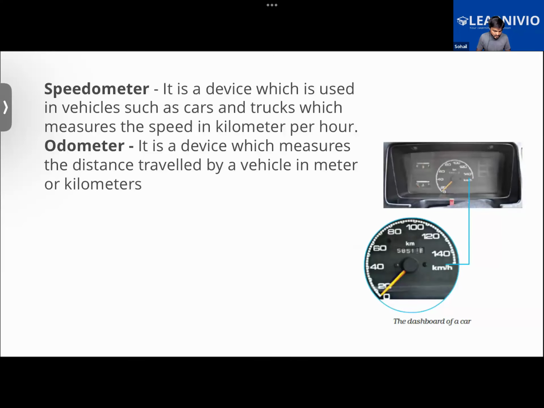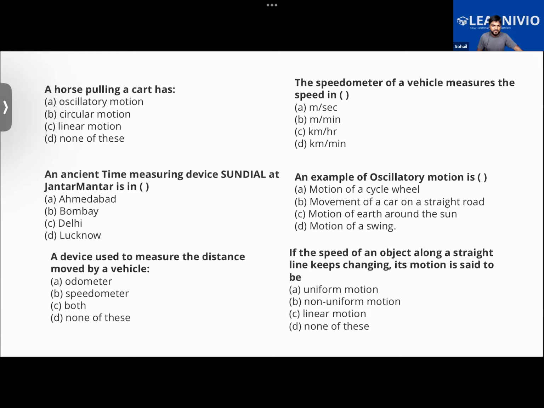So today our discussion will begin with speed. There are two devices normally installed in a vehicle: speedometer and odometer. A speedometer measures the current speed at which the vehicle is moving. An odometer tells the distance that has been traveled by the vehicle so far, in kilometers, or in some vehicles in miles.